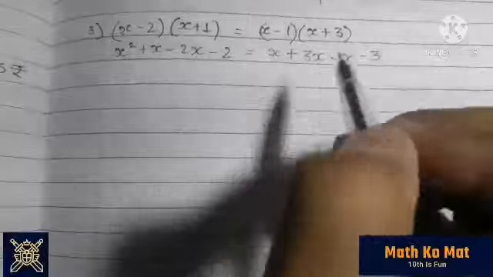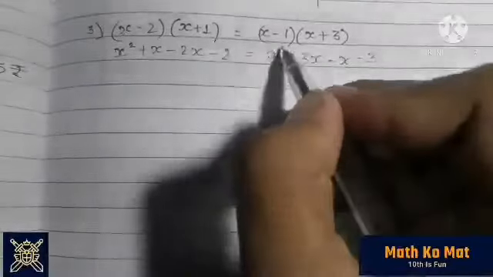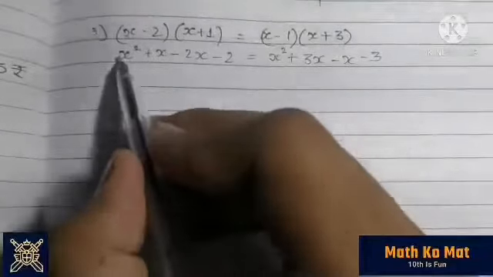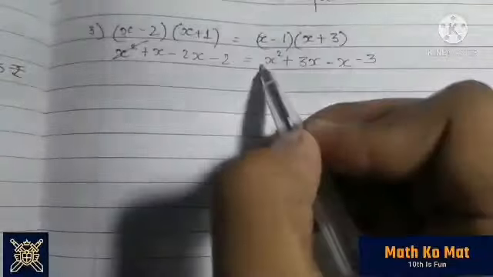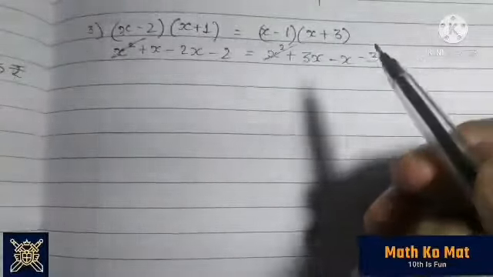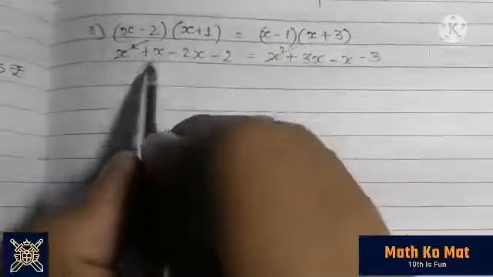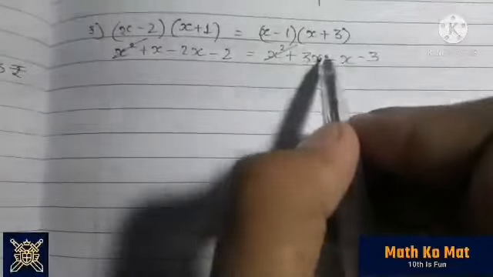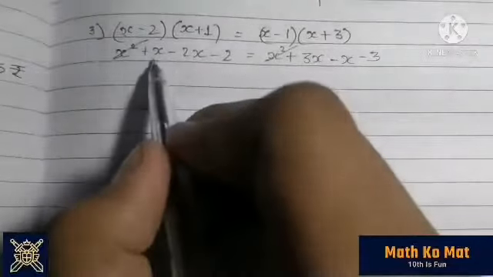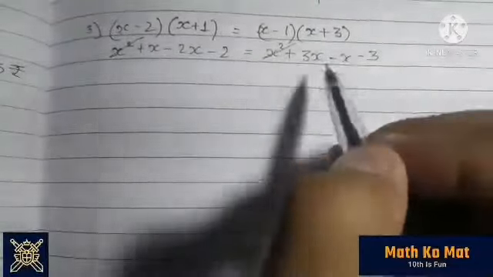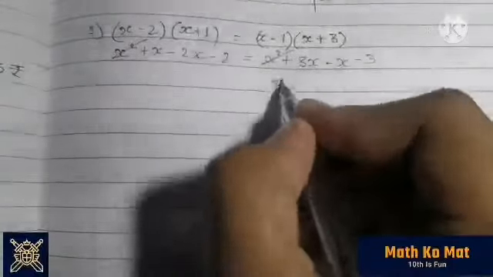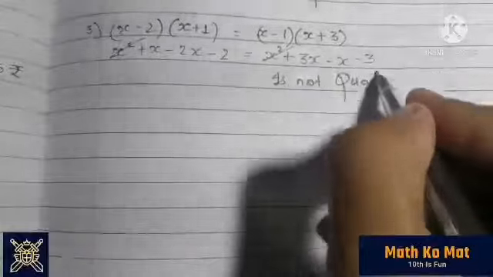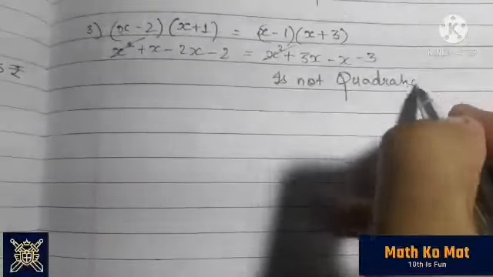Now as we can see, here you have x² and here also you have x², so this gets cancelled. Now as you can see, there is no term having a degree of 2. All of these are linear. As a result, this equation is not quadratic, since you have no term having a square in it.